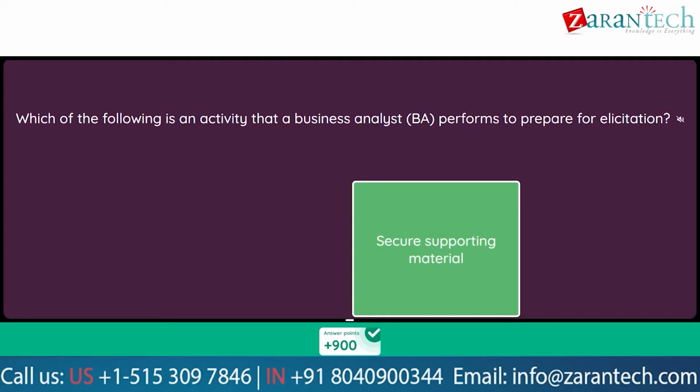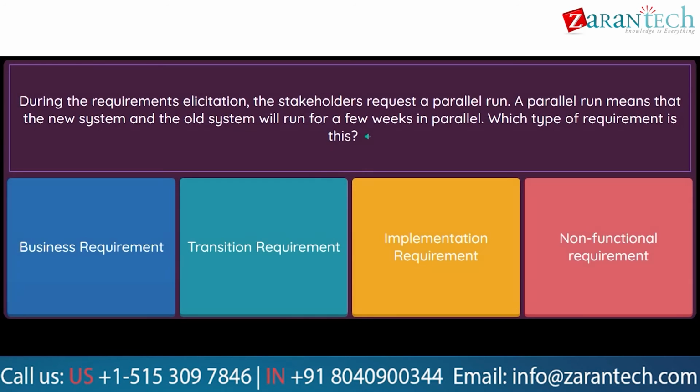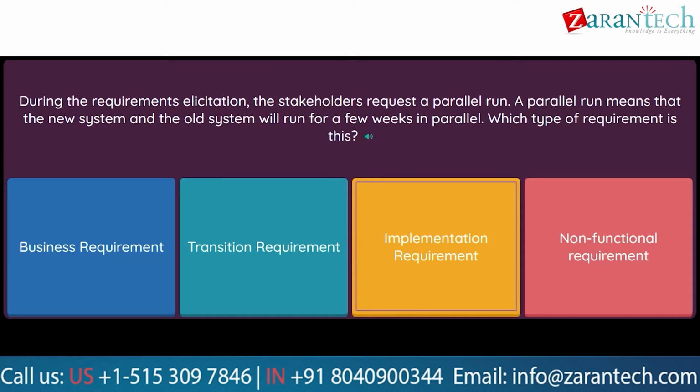Question: during the requirements elicitation, the stakeholders request a parallel run. A parallel run means that the new system and the old system will run for a few weeks in parallel. Which type of requirement is this? Option 1, business requirement. Option 2, transition requirement. Option 3, implementation requirement. Option 4, non-functional requirement.